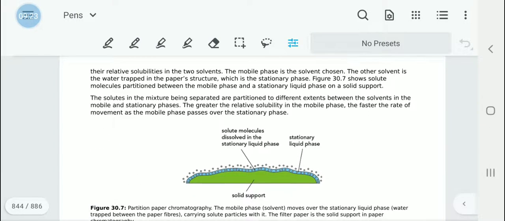Now this figure, 30.7, shows us how solute molecules are partitioned between the mobile phase and the stationary phase. As you can see, there is a stationary liquid phase represented by the blue color. That is the stationary phase. Then there is a solid support on which this happens. Then solute molecules are dissolved in the stationary liquid phase, so they are able to move.